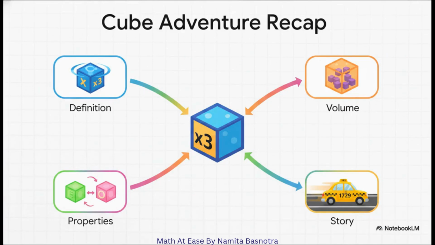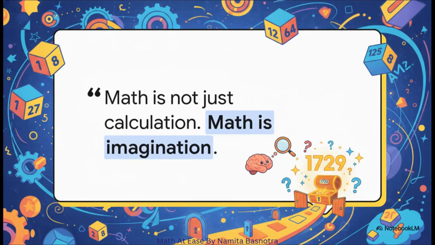So let's just recap our adventure. We've seen that cube numbers are so much more than just calculations, right? They represent real-world volume, they follow these really elegant rules, they hide incredible patterns, and of course, they've given us one of math's most charming stories. And that really is the perfect takeaway. The next time you see a number that just seems ordinary, remember the story of 1729. It might just be hiding a wonderful secret, waiting for an imagination like yours to come along and find it.